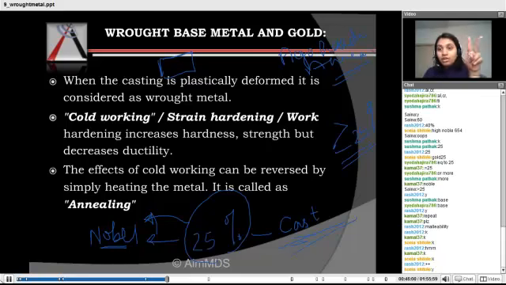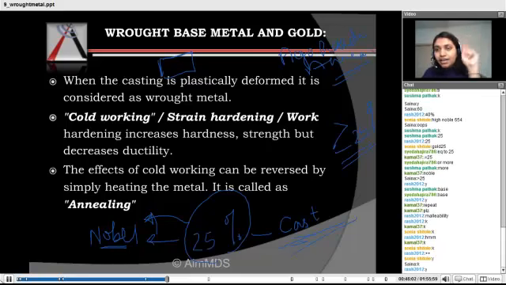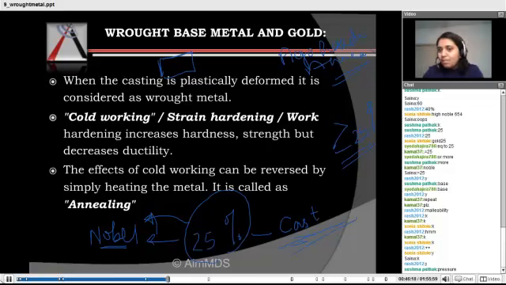These two terms we saw earlier, age hardening. In age hardening and annealing, they both are heat treatment methods. They are heat treatments to alter the properties. But look at this one. Here we are not applying any heat. It's just the pressure and forces we are applying. Yes. So that's the difference.